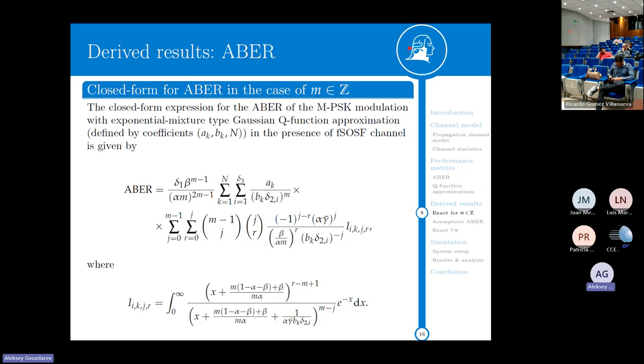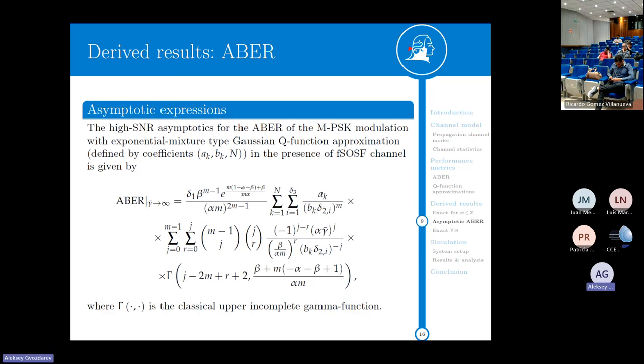To have a reference point at hand, in the presented research, we derived the exact expression for the average bit error rate with arbitrary exponential mixture type representation, which is presented on the slide. It must be highlighted that this expression is valid for integer valued fading intensity M, since in this case, the initial probability density function for the fluctuating second order scattering fading channel admits a closed form expression. Moreover, the derived expression made it possible to find an easy and computationally efficient approximation in the high signal to noise ratio regime, which is presented on the slide.